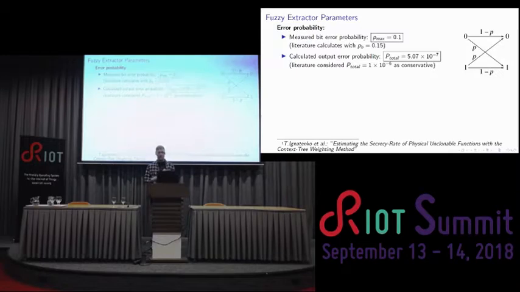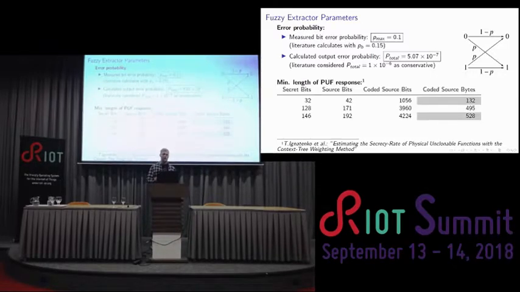Now, there are some different parameters that are interesting to consider when one builds such a system. One is the error probability. What's the probability for a bit error between corrected paths? To give an estimation, we first measured the bit error probability of different path responses, which was around 10%. And by applying the model of a binary symmetric channel, which is a common approach, we calculated a bit error probability of 5 times 10 to the power of -7, which is somewhat conservative. If we compare literature, we consider something around 10 to the power of -7 conservative.